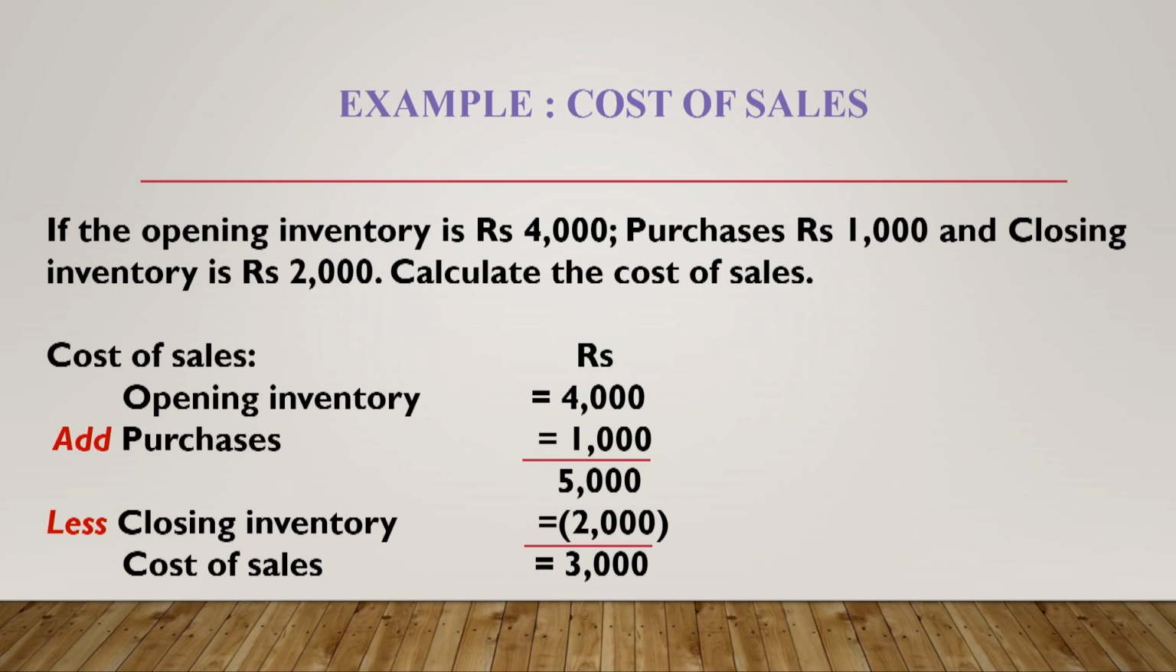Let's look at an example to calculate cost of sales. If the opening inventory is 4,000 rupees, purchases 1,000 rupees, and closing inventory is 2,000 rupees, therefore, to calculate the cost of sales, we need to add purchases of 1,000 rupees to the opening inventory of 4,000 rupees. This will give us 5,000 rupees. After that, closing inventory of 2,000 rupees needs to be deducted and therefore it is put into brackets. This will give a cost of sales of 3,000 rupees.